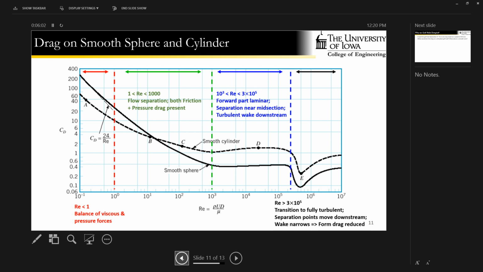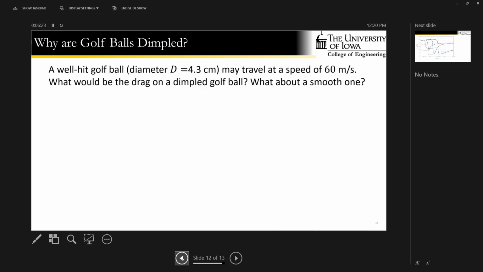Basically, the flow becomes turbulent. That region of flow separation shrinks up, and the drag drops. Okay. So this tells us, oh man, if we want to minimize the drag on something like a ball, it has to go really fast, in order to promote turbulence. The other option is to add some sort of texturing to the surface.